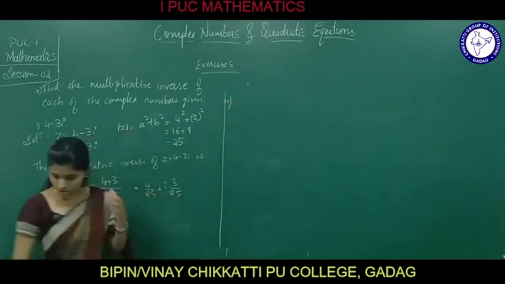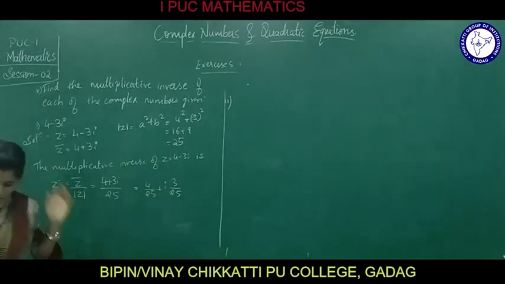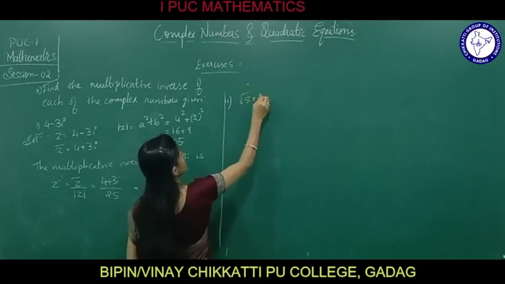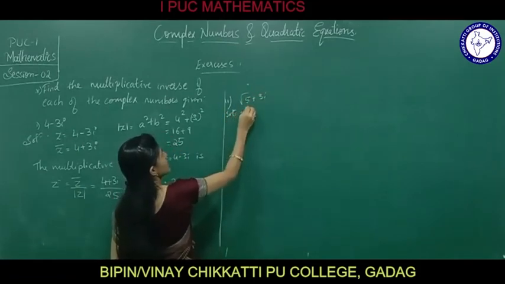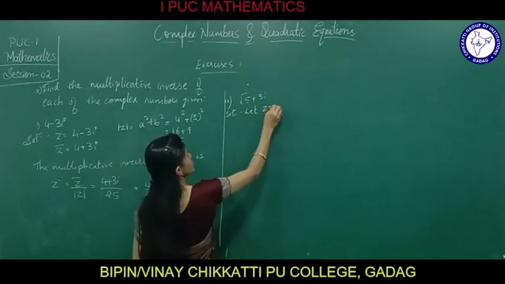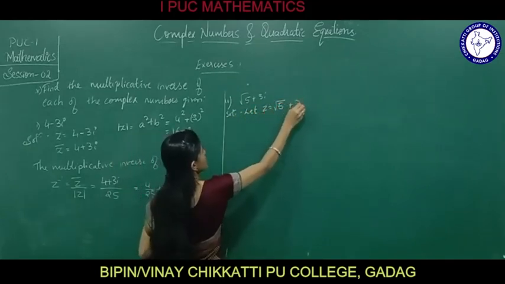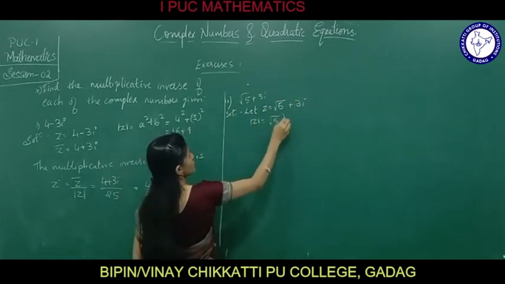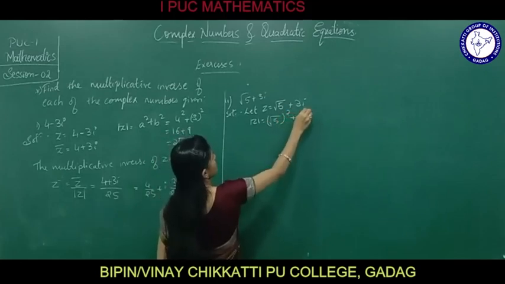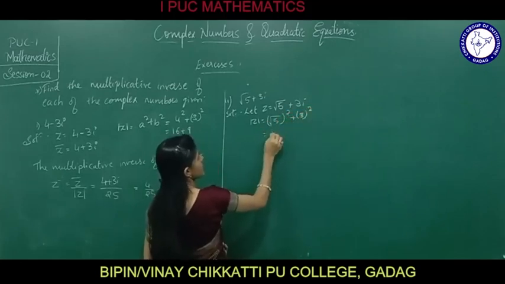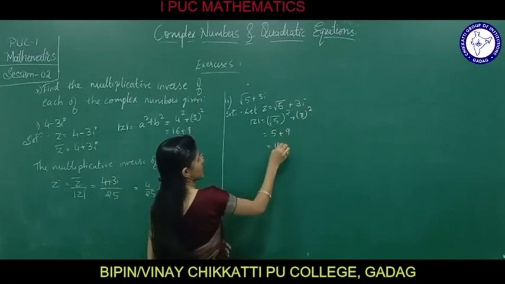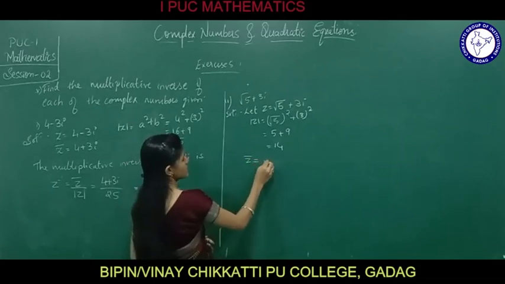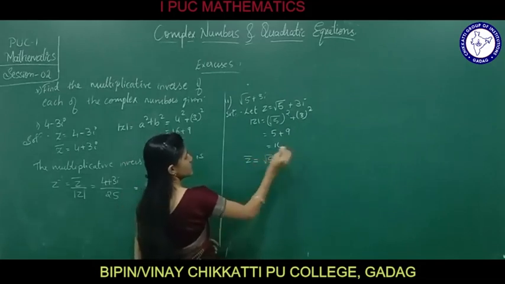Second one, what is the question given? They have given root 5 plus 3i. Let z is equal to root 5 plus 3i. Then mod of z will be equal to root of root 5 square plus 3 square, nothing but 5 plus 9, 14. Next find the conjugate of z, that is root 5 minus 3i.